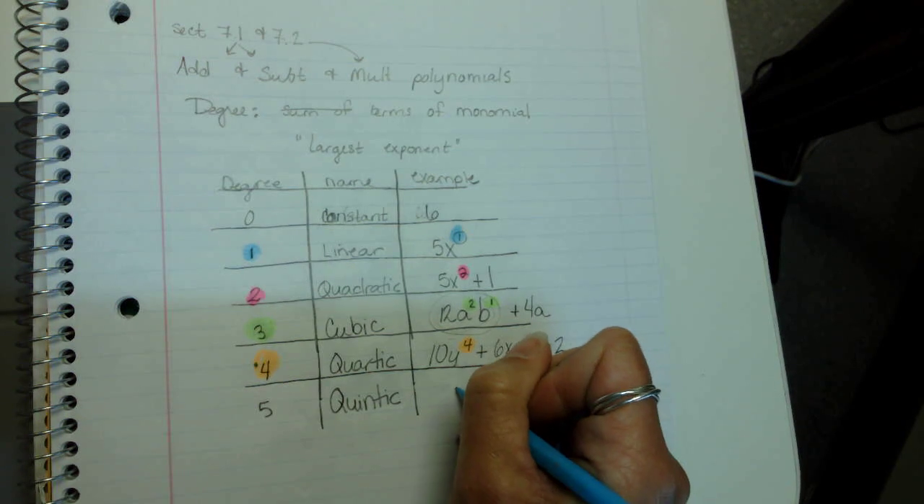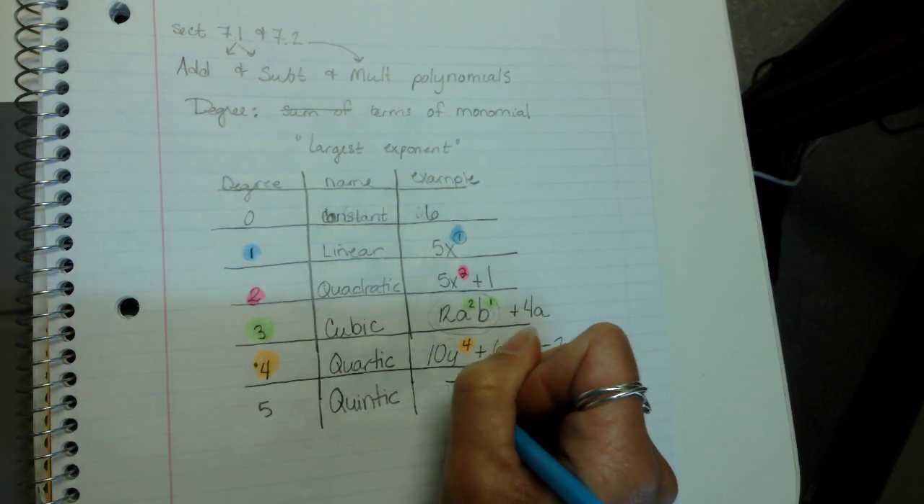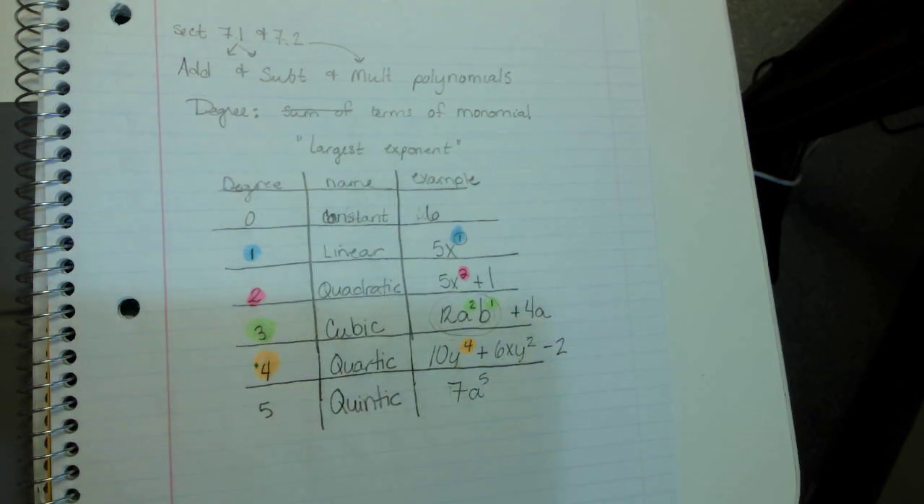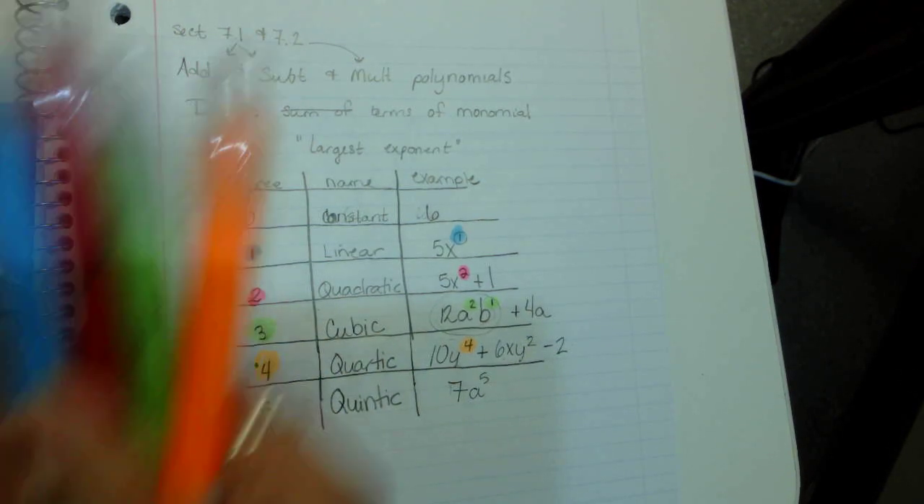And it could be 7a to the 5th. Nice and easy. So degree 5 is a quintic. I don't think I need to highlight anything there because it's pretty obvious.